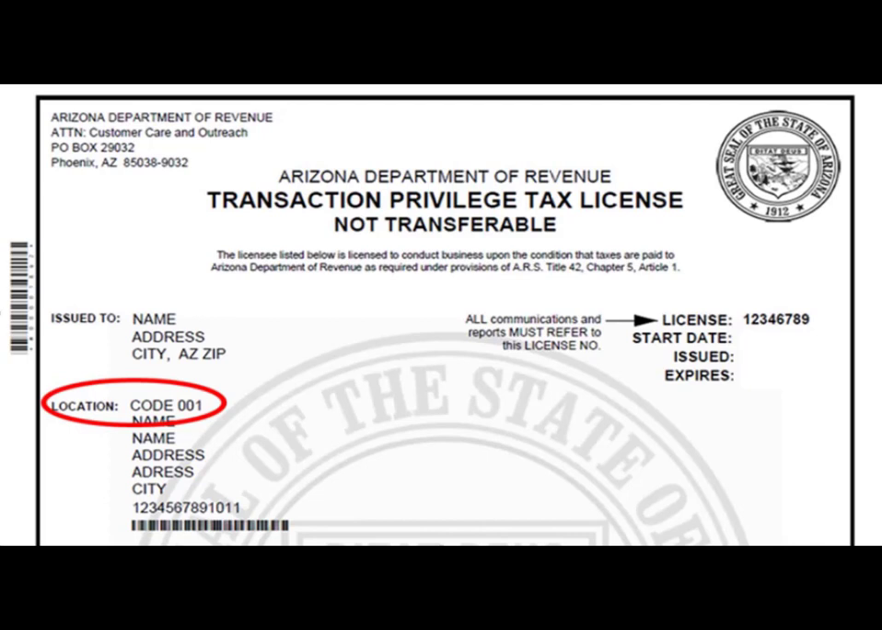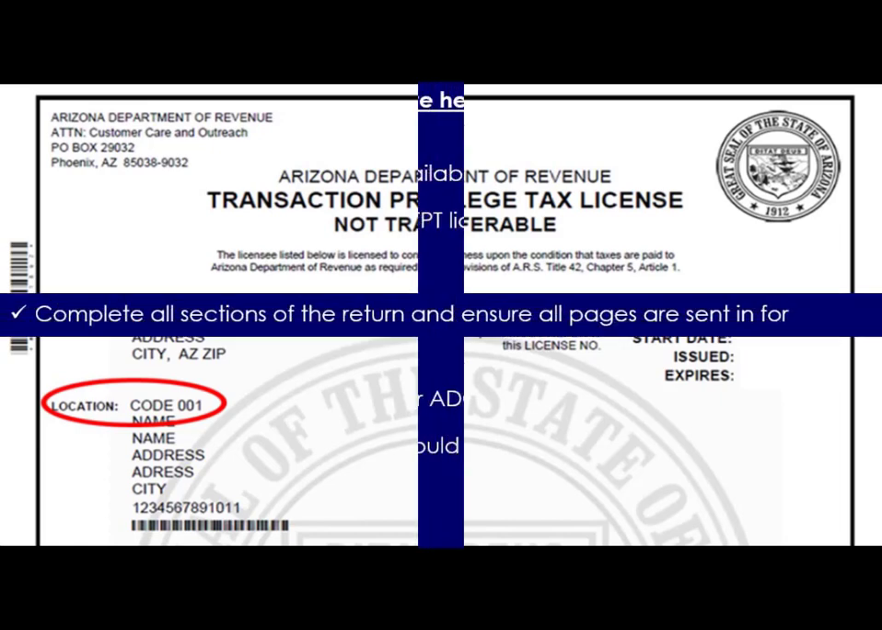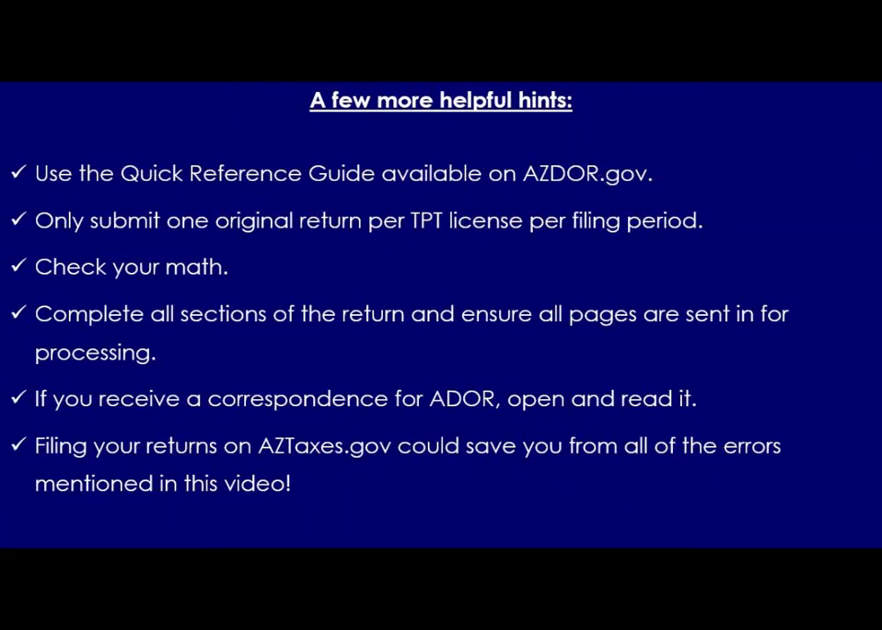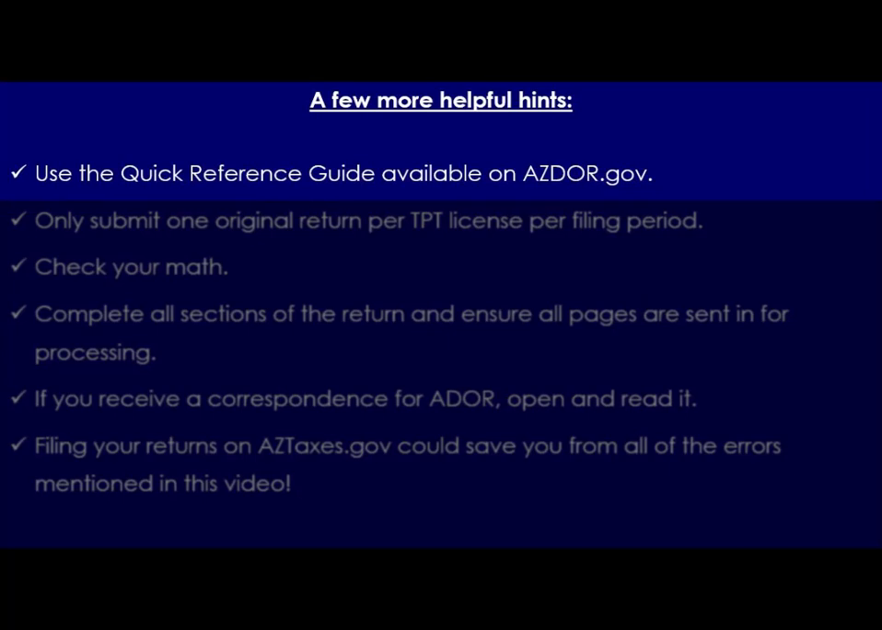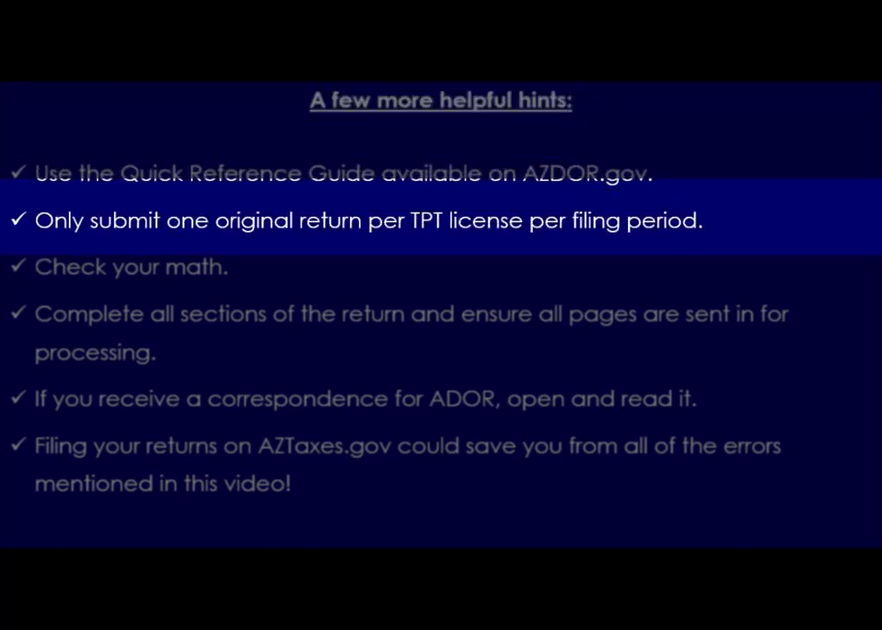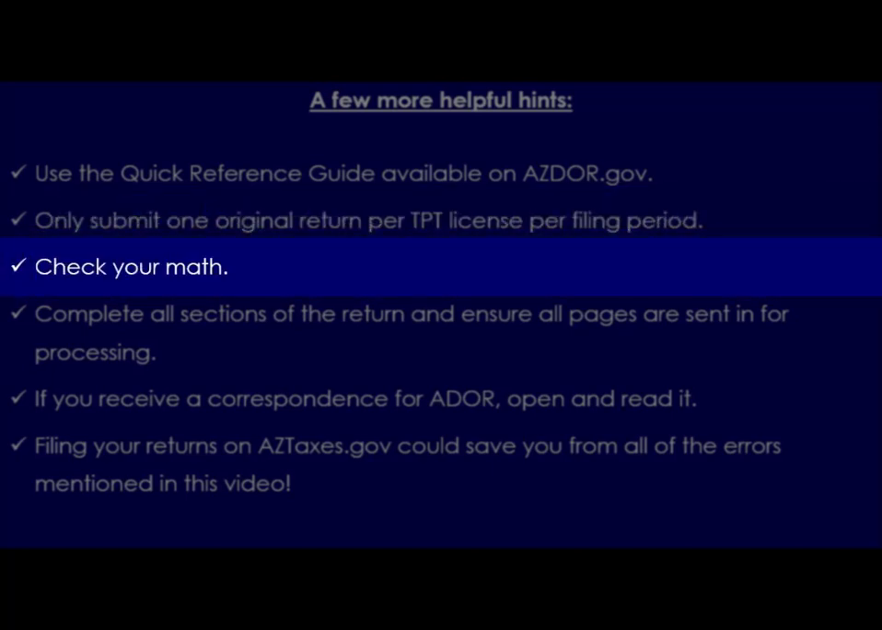And now, lastly, a few additional helpful hints. Many of these reference documents can be found on the azdor.gov website under Transaction Privilege Tax Quick Reference. Only submit one original return per TPT license per filing period. If more than one return is submitted and there is no evidence of amended information, this could cause errors on your account. Make sure the math is correct.